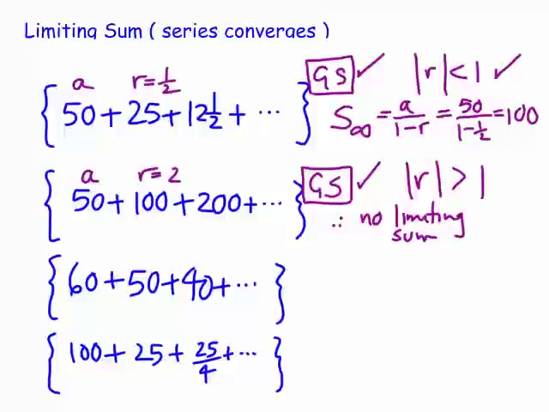Let's have a look at the third one down here. A is 60. Hold on, this is strange. It actually has a common difference of minus 10. So this is an AS. So first up, bang, no limiting sum. It has to be a geometric series to start with.